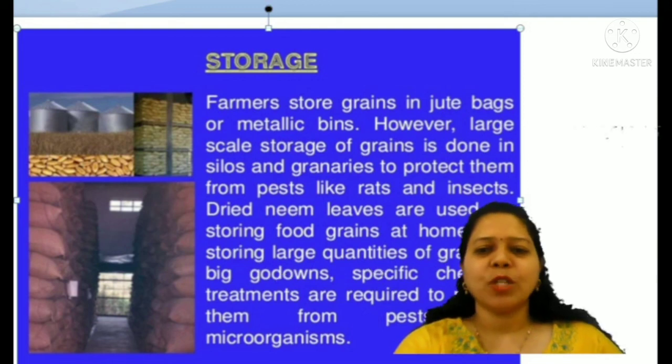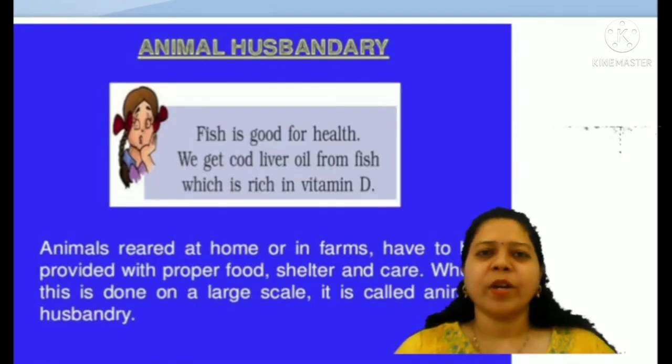For storing large quantities of grain in big godowns, specific chemical treatments are required to protect them from pests and microorganisms. In bigger godowns like this, they use some chemicals to prevent microorganisms as well as pests. Storage is the last point in crop production.